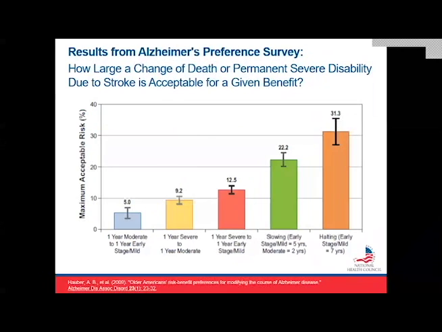So you could see here, if I give you 1 year improvement from moderate symptoms to mild symptoms, people would take a 5% chance based on the survey of death or a permanent severe disability due to stroke. And as you move to the right and the benefits get larger and larger, if you essentially halt Alzheimer's in the 7-year time frame, people would take up over a 30% chance of death or disability from stroke. And that's gigantic. No one would ever be comfortable approving such treatment. But it shows you how afraid people are of Alzheimer's. But this also shows you how you could elicit information that would be surprisingly important.